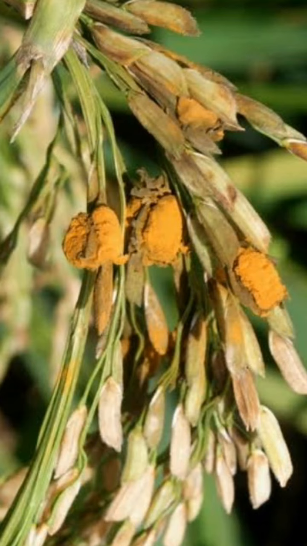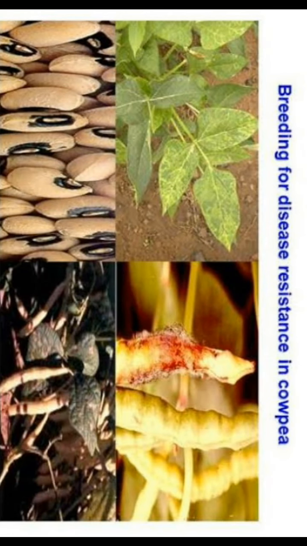And selecting and using the plants that have the desirable characters as a source in breeding program. This process is called as mutation breeding. Understand? So what is meant by mutation breeding? Selecting and using the plants that have the desirable characters as a source in breeding is called as mutation breeding.